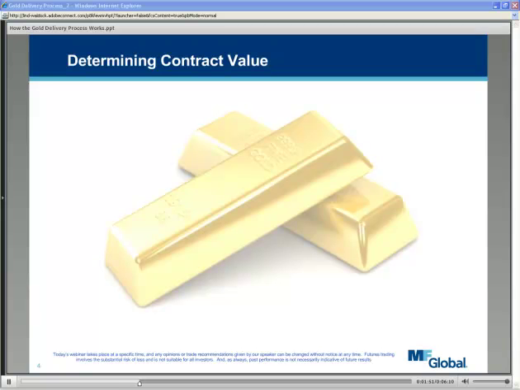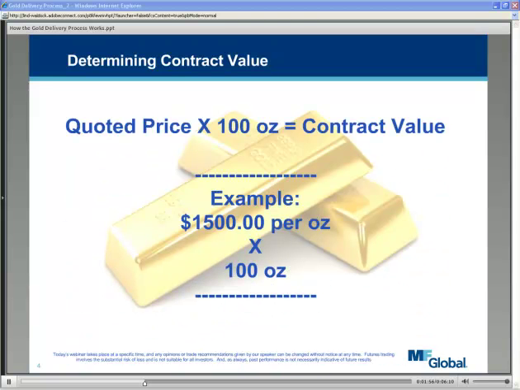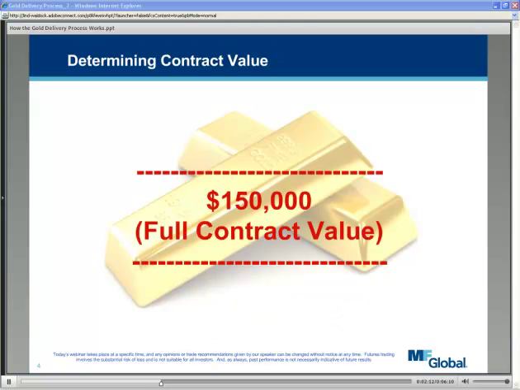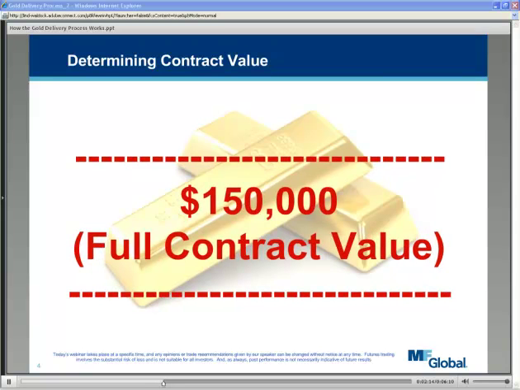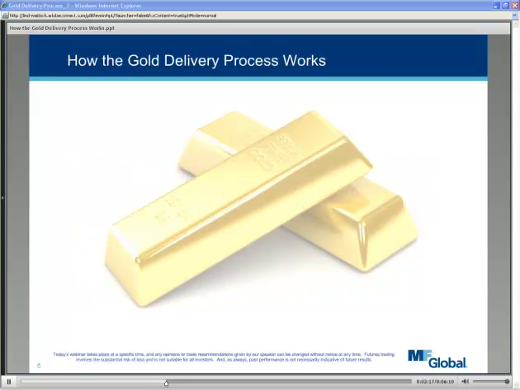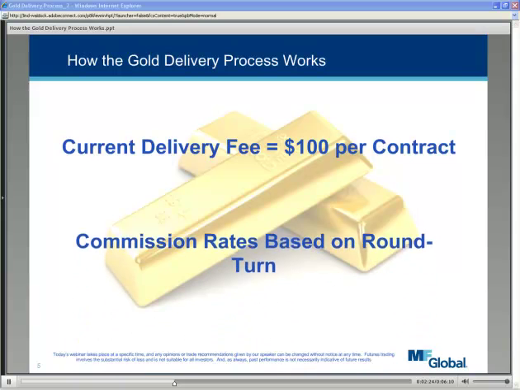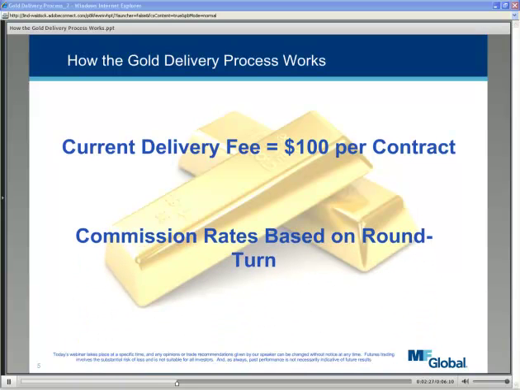To determine full contract value, you simply take the price quoted per ounce and multiply it by the contract size, which in this case is 100 ounces. For example, if the current price is quoted at $1,500 per ounce, you would simply multiply that price by 100 ounces, getting a full contract value of $150,000. The current delivery fee is approximately $100 per contract, and the commission is based on your particular round turn rate.